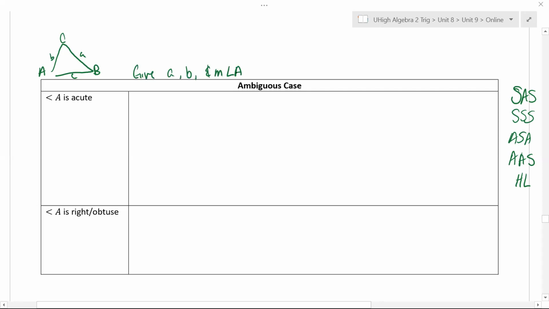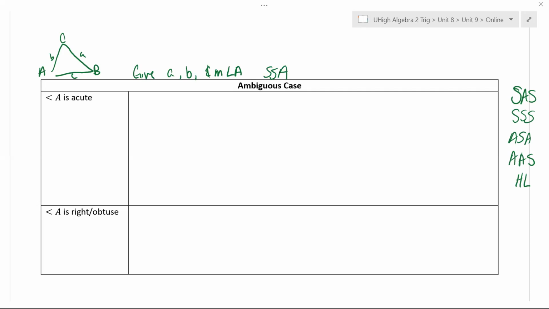So if these are the three pieces of information that I am given, I would see that I have a side-side-angle triangle. Well, side-side-angle is not one of the ways that we can prove congruence. So I have to look at what's called the ambiguous case to figure out, first, how many triangles can be created, and then how I can use that in order to solve the triangle.